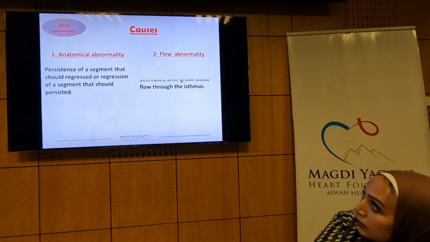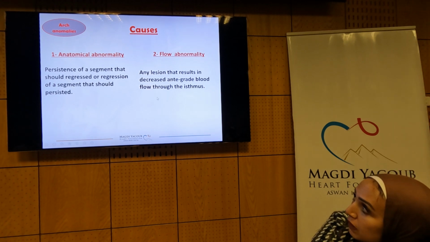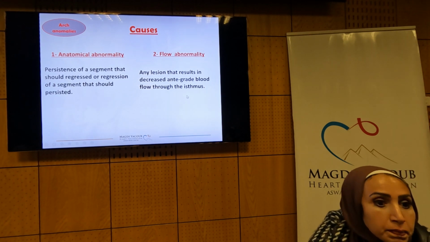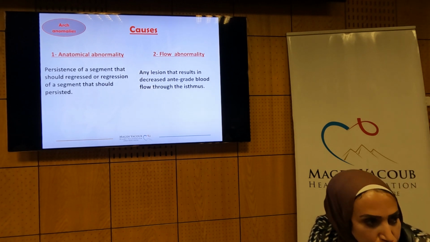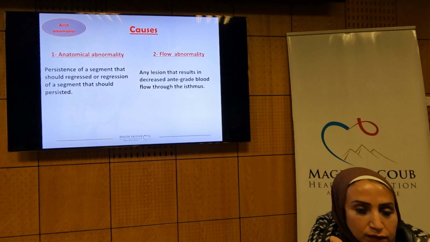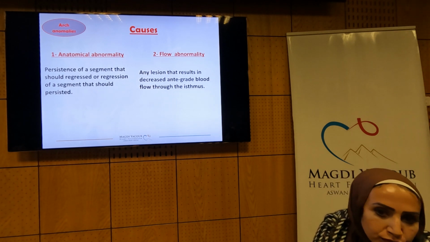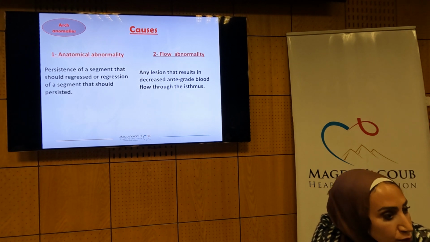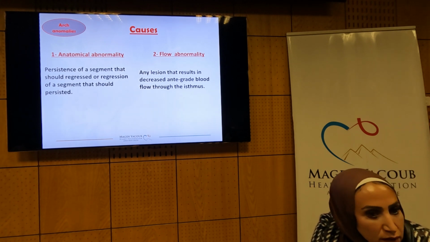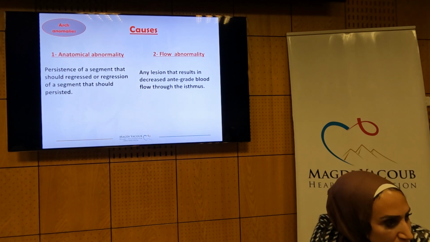The flow theory here: any lesion that results in decreased antegrade blood flow through the isthmus. So again, we are not talking about the aortic valve or ascending aorta. If there is any condition in which the blood flow through the isthmus, which comes from the duct, is decreased, we will have an abnormality in the isthmus, in the mid aorta, or an interrupted segment.